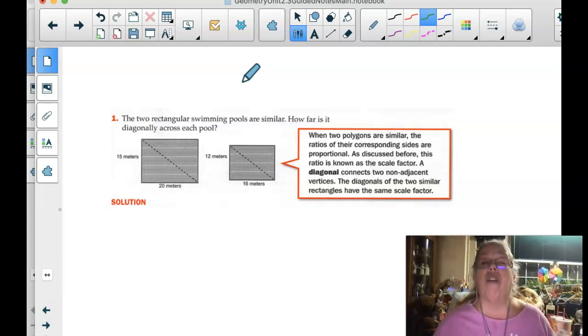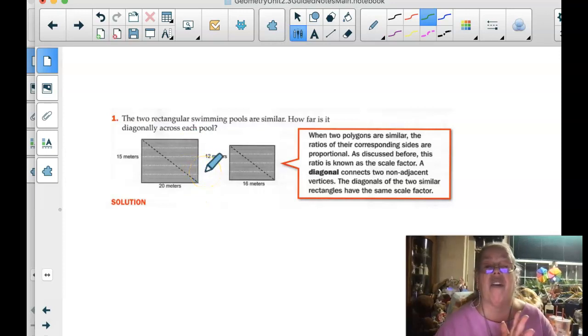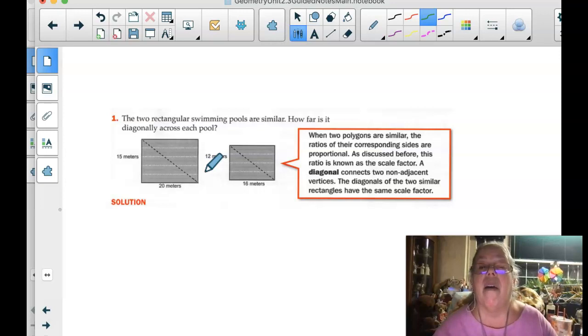Okay, when 2 polygons are similar, the ratios of their corresponding sides are proportional. This ratio is known as a scale factor. A diagonal connects 2 non-adjacent sides. Notice it's connecting this side kind of to that side. They are non-adjacent. They're not connected. They're not right next to each other. Okay? The diagonals of 2 similar rectangles have the same scale factor.